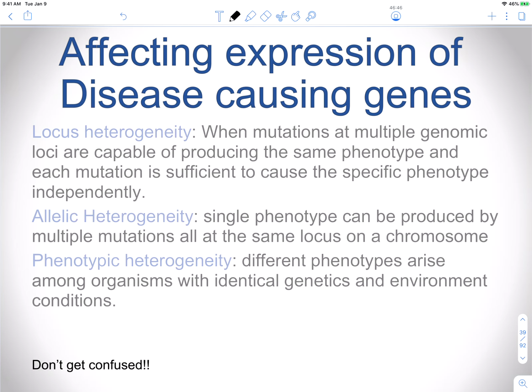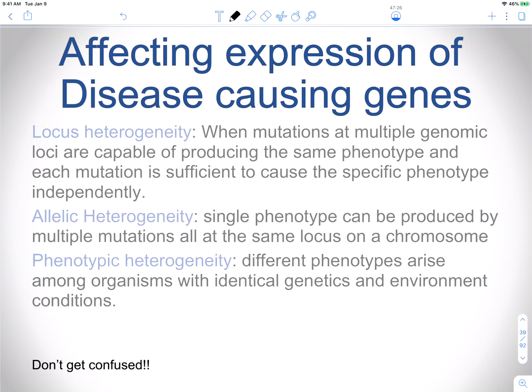Okay, so there are a few other things that can express. One thing is locus heterogeneity. Locus heterogeneity is when mutations at multiple genomic loci, so different genes, are capable of producing the same phenotype, and each mutation is sufficient to cause the same phenotype independently. Okay? So that means you have gene X and gene Y. They're completely different. They're on different locations. Mutation of gene X leads to phenotype A. Mutation of gene Y leads to phenotype A. So regardless that they're different genes, different mutations, the presentation of the disease is the same.